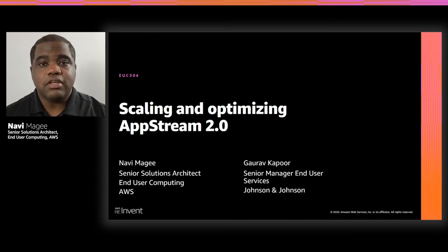My name is Navi McGee. I'm a senior solutions architect with AWS focused on end-user computing, and I'm joined today by Gaurav Kapoor, senior manager for end-user services at Johnson & Johnson.